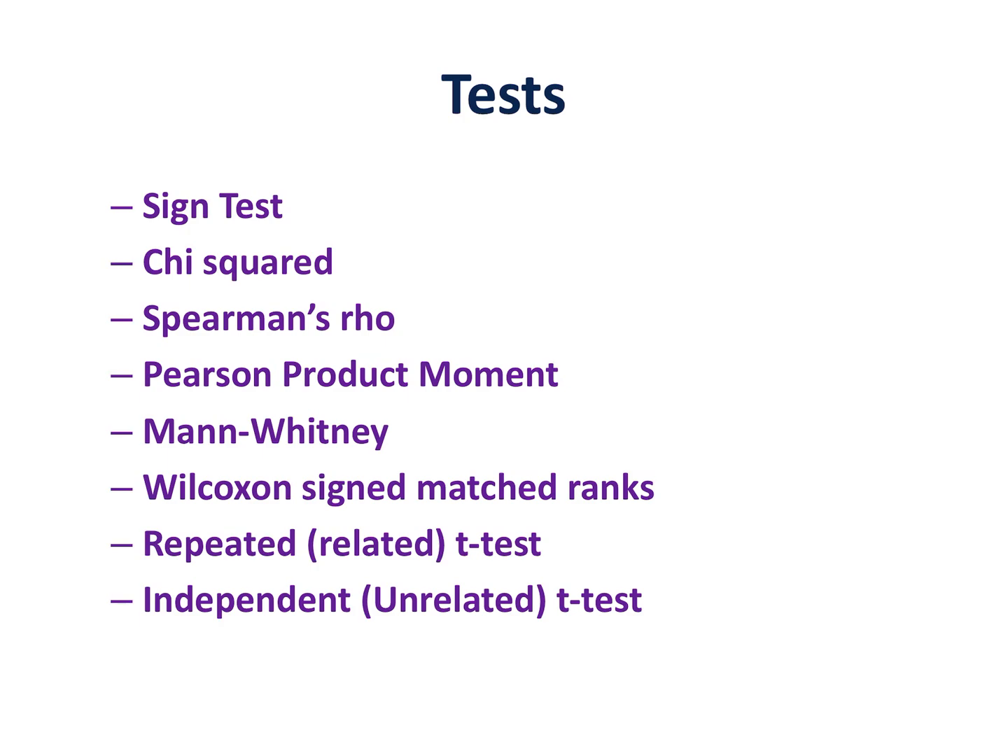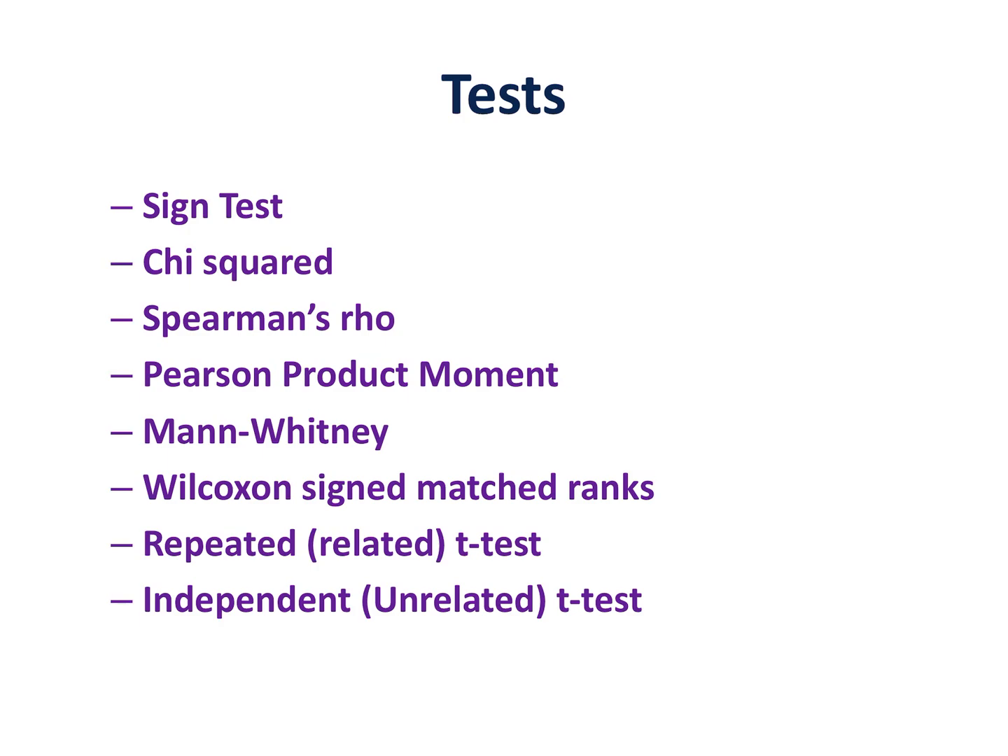The next step, of course, once you've answered all those questions, is how do you know which test from a list of options to go for? Hopefully you should see on screen now that in front of you, you have got 1, 2, 3, 4, 5, 6, 7, 8 tests that possibly you could use in order to analyse your data. We've got the sign test, the chi-squared test, Spearman's rho, Pearson's product moment, the Mann-Whitney test, the Wilcoxon signed matched ranks, the repeated related t-test, and the independent unrelated t-test.